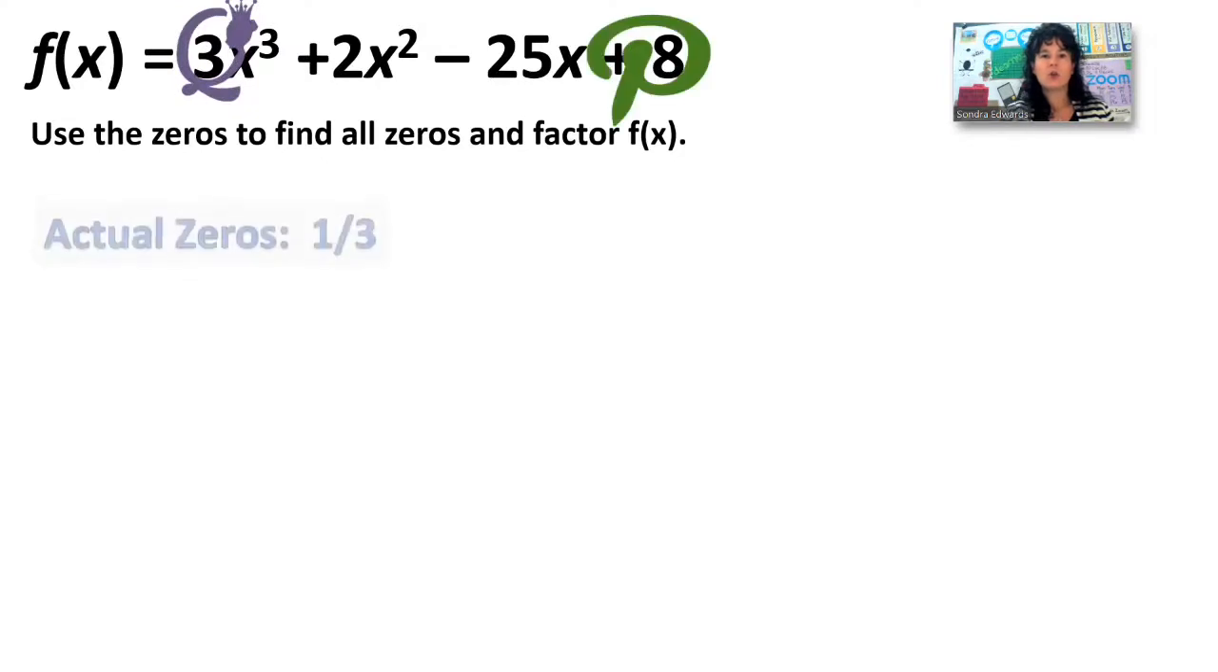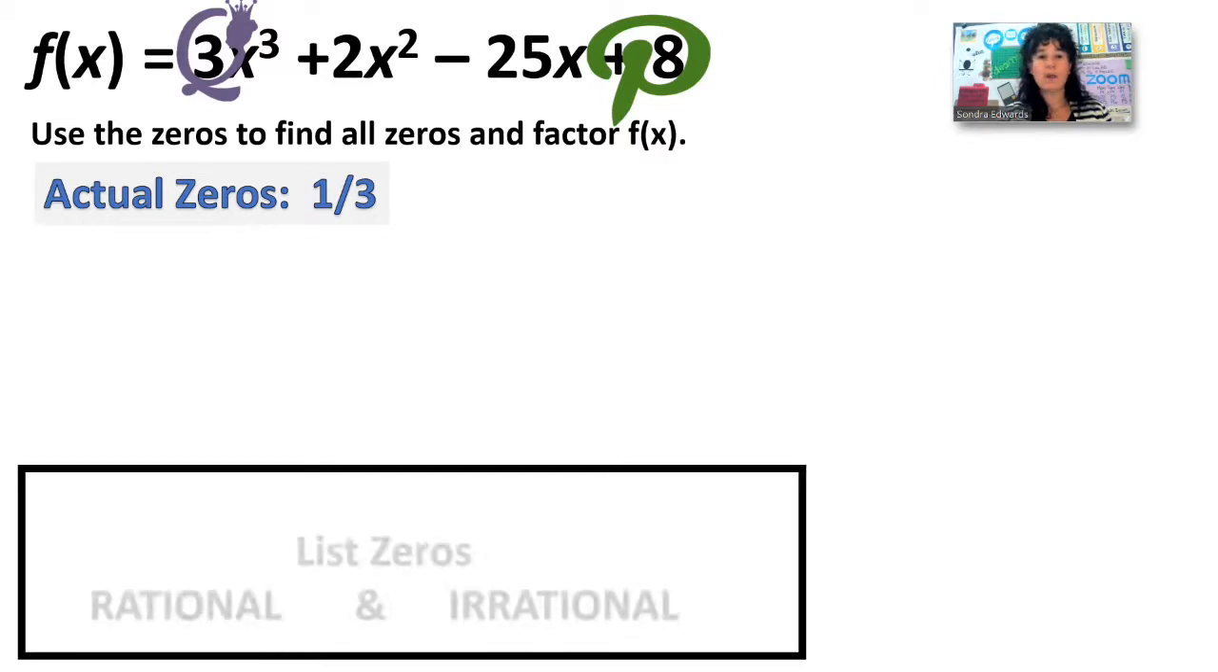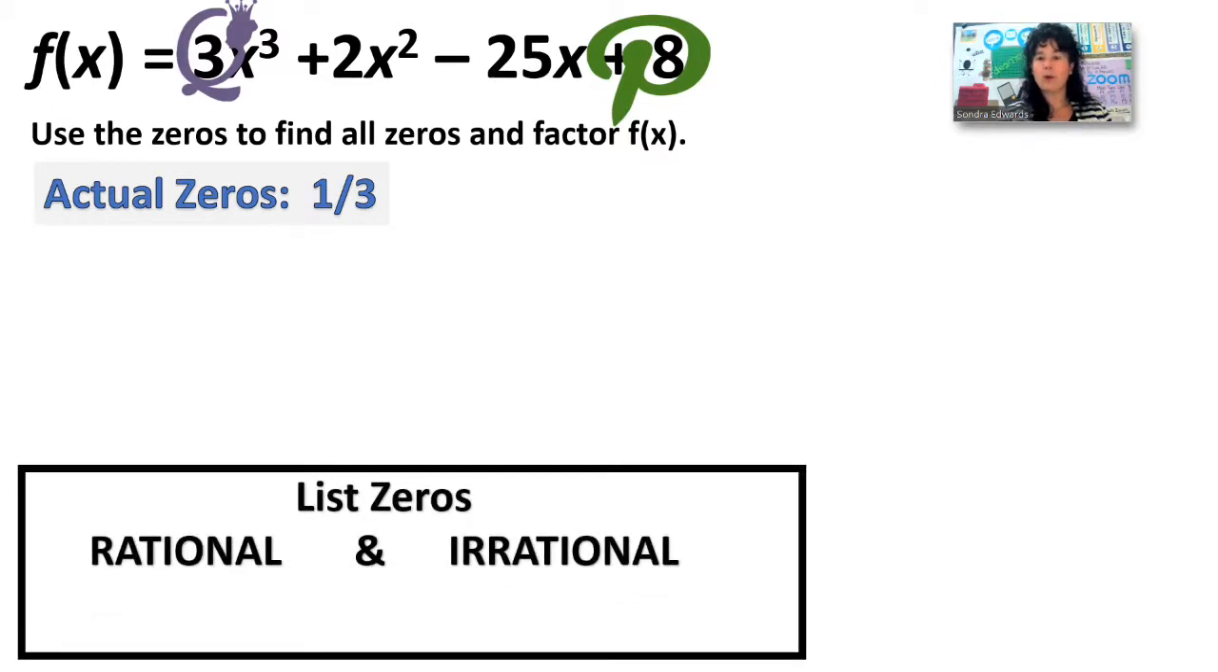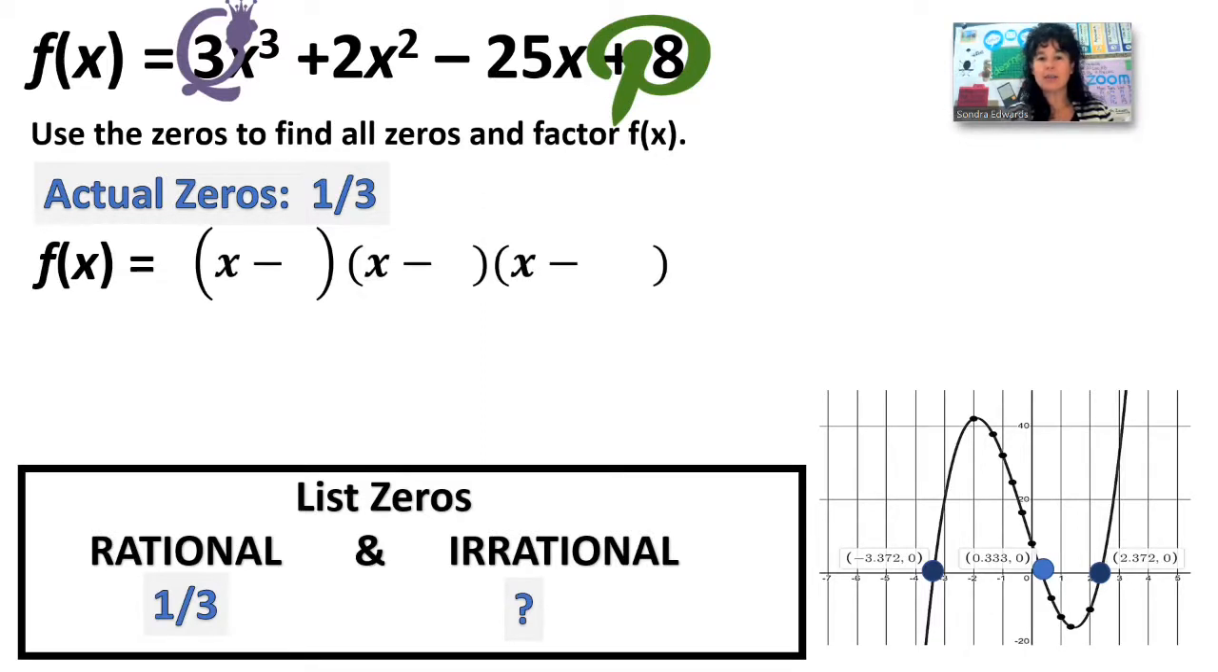All right, so we used the P over Q and found that the zero is 1/3. So far, the rational zero is 1/3, and that is the only rational zero we have. We need to find these irrational zeros. Right now, we don't know what they are. So the next thing we want to do is use this zero to write a factor of the polynomial, which starts by saying x minus 1/3.